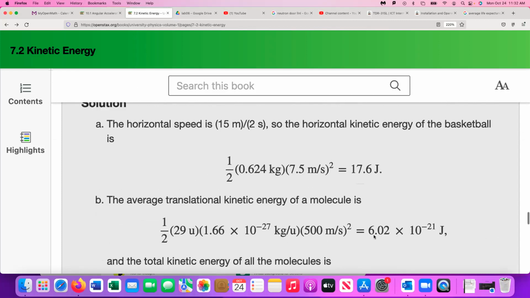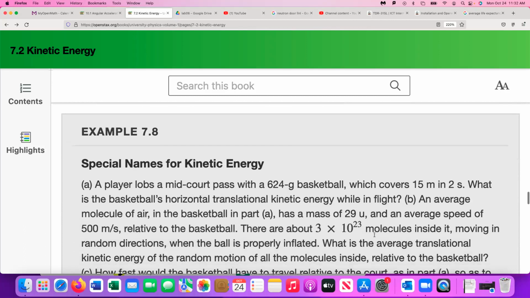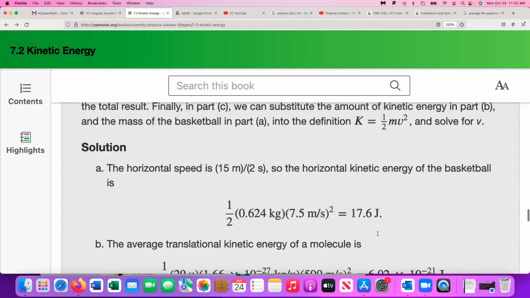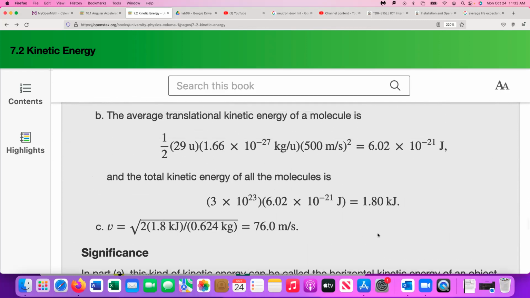Here in the last part of this one, they're calculating how fast would a basketball have to travel to have a kinetic energy equal to all the kinetic energy of its molecules. 76 meters per second. So we have to move at 100 miles an hour, 150 miles an hour. It's kind of ridiculous, but whatever.